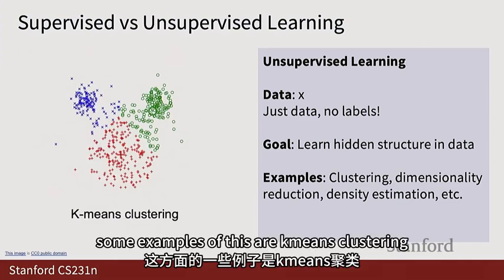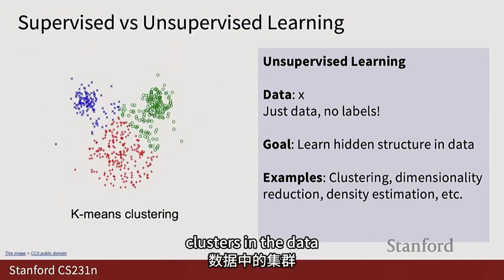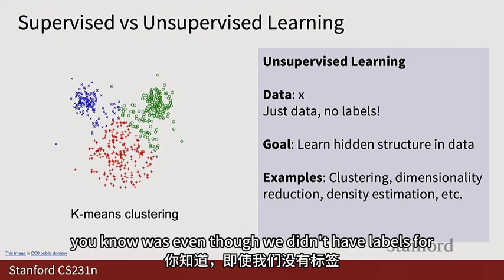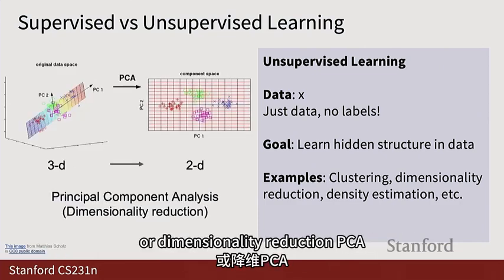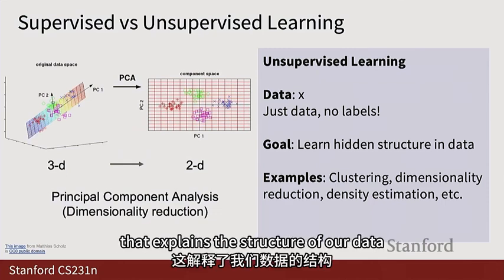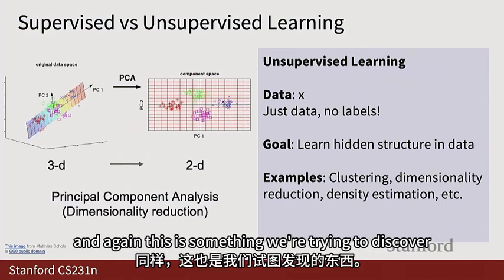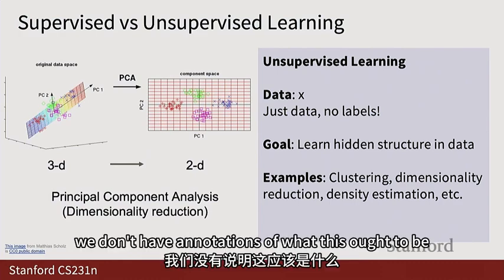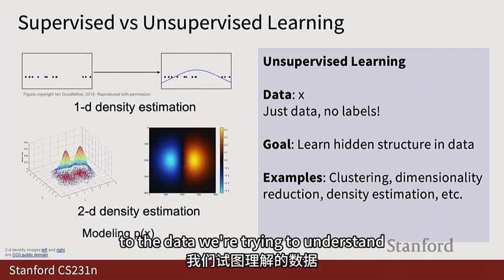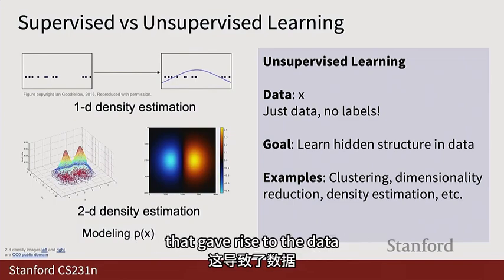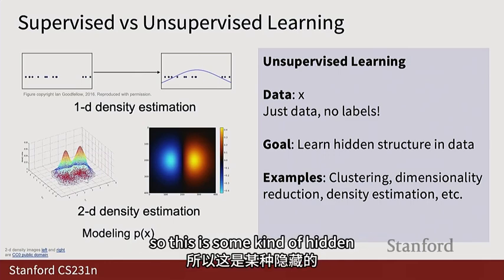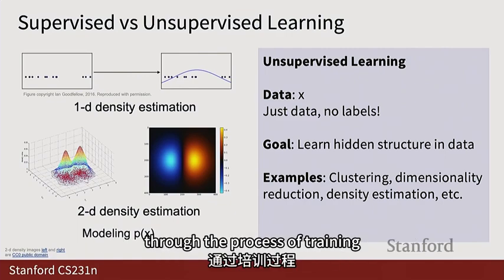Some examples of this are k-means clustering, where maybe we're trying to identify clusters in the data, which is some kind of structure that we can examine from the raw pixels even though we didn't have labels for it. Or dimensionality reduction, PCA, where we're trying to uncover some lower dimensional subspace or lower dimensional manifold that explains the structure of our data. And again, this is something we're trying to discover from the data itself. We don't have annotations of what this ought to be. Or density estimation. Maybe we're trying to fit a probability distribution to the data. We're trying to understand what is the probabilistic function that gave rise to the data samples that we're seeing. And again, we don't have explicit labels for this or an explicit training set for this. So this is some kind of hidden or latent structure that we're trying to uncover through the process of training.